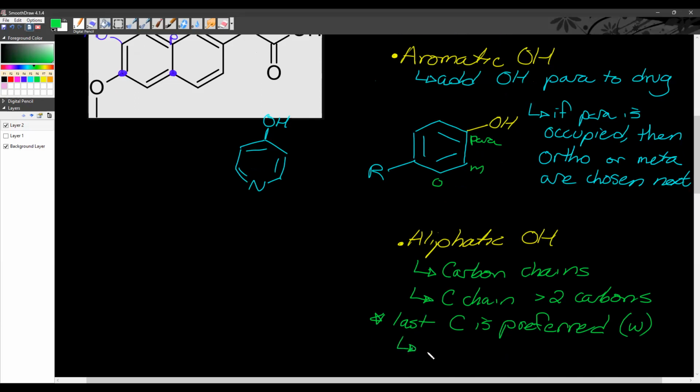If it's occupied, choose omega minus 1. So if you have a 5 carbon long chain and the 5th one is occupied, then it would choose the 4th one and then the 3rd, and so on and so forth.